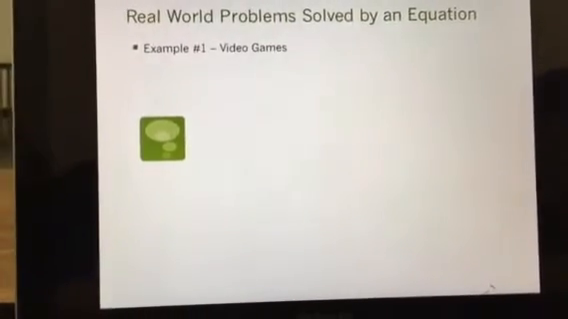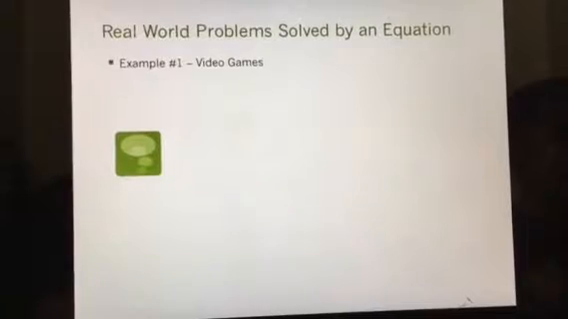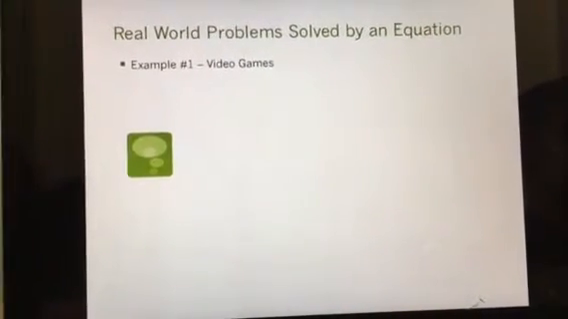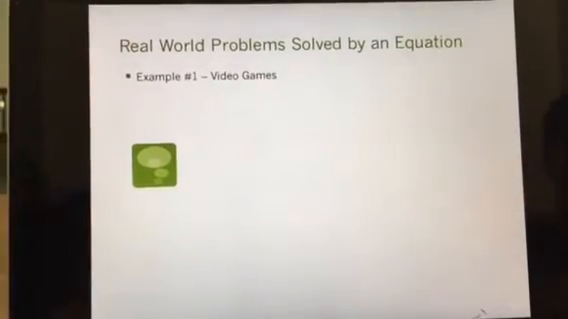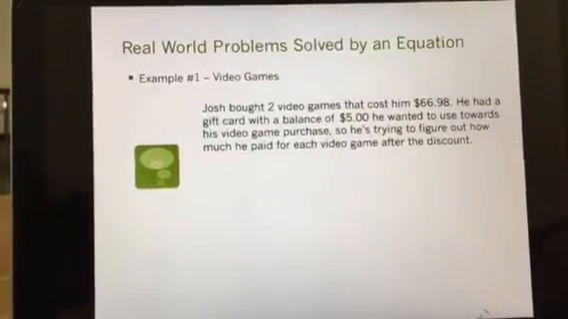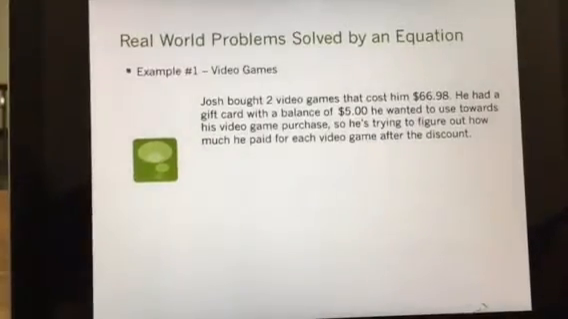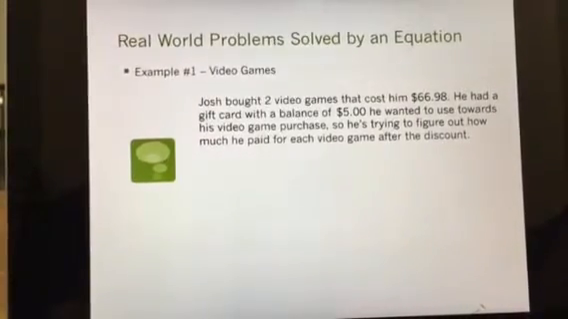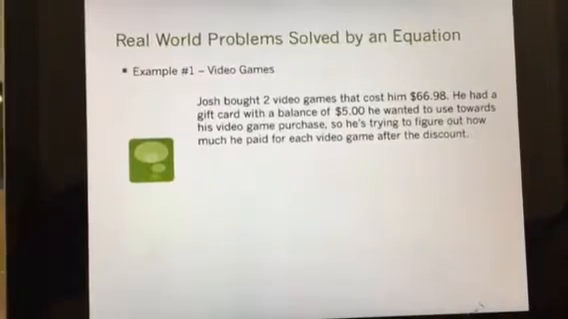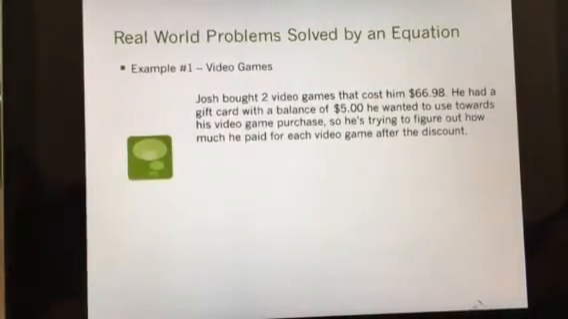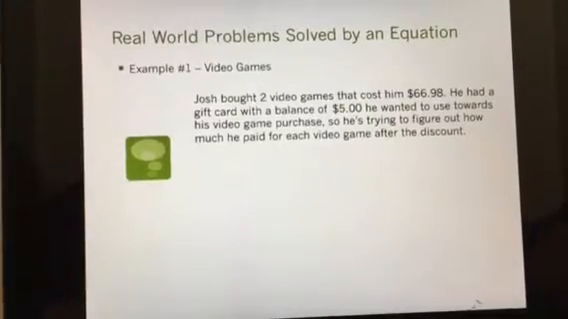Our last problem is a real-world example, and since I love video games so much, we're going to solve a problem I've dealt with before. So here's the situation. Josh bought 2 video games that cost him $66.98. He had a gift card with a balance of $5 he wanted to use towards his video game purchase, and he's trying to figure out how much he paid for each game after the discount.